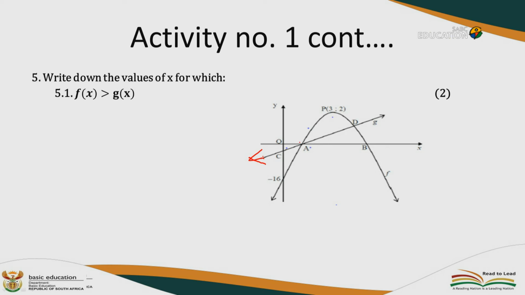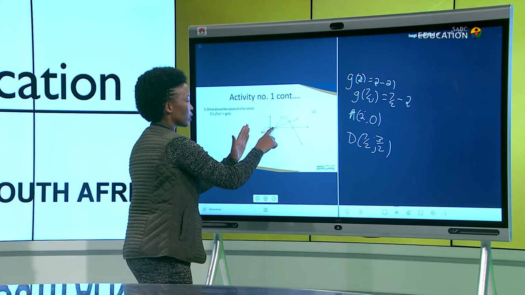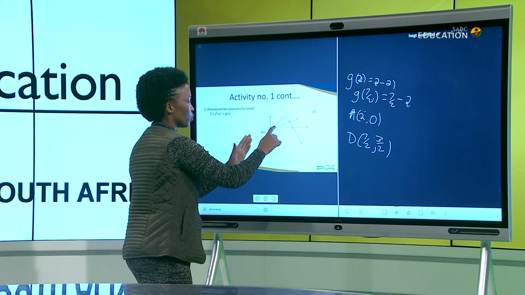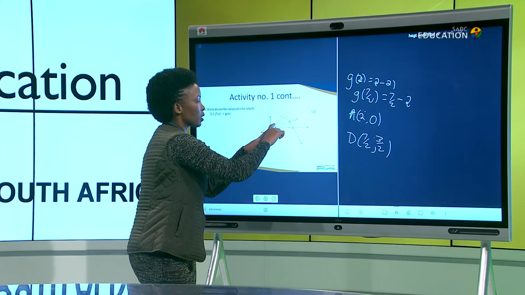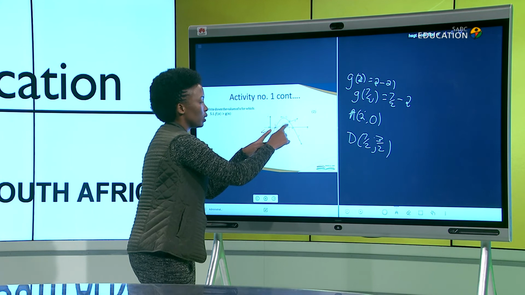If you compare the two graphs from the negative infinity side up to point A, the graph of f is below the graph of g. So this part doesn't qualify, because here we are looking for the possible x values where the graph of f is above the graph of g. Here the graph of f is below the graph of g. And then from point A up to point D, the graph of f, the parabola graph, is above the straight line. So this part qualifies.